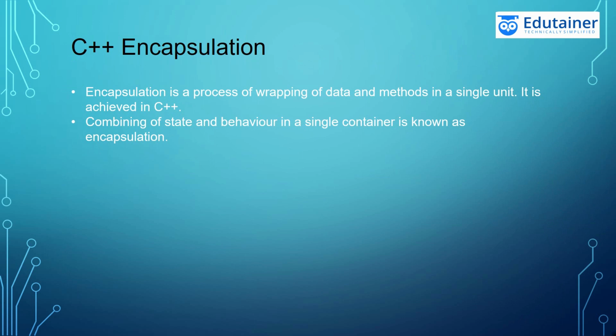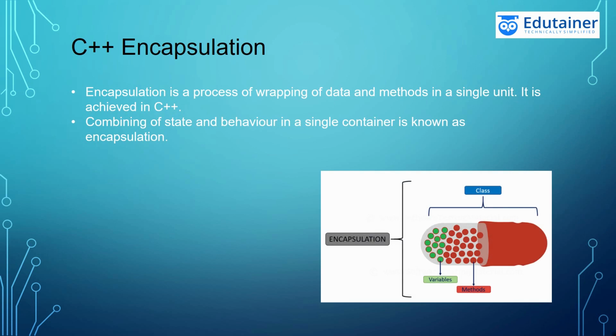Let me give you an example. You can see a capsule over here, which represents a class. In that capsule, we will be having multiple variables and multiple methods. So we will be putting everything completely in this class, which means encapsulation. Encapsulation can be achieved by various access specifiers like public, private and protected.